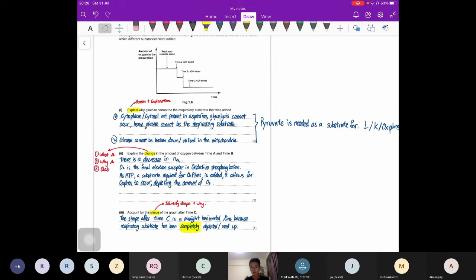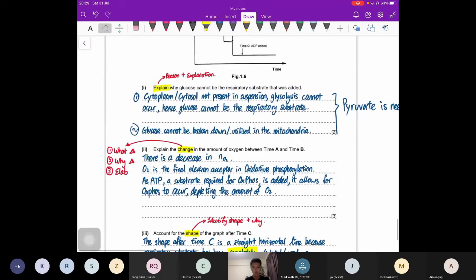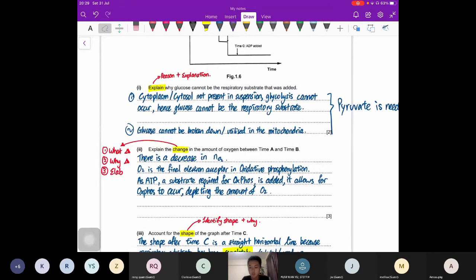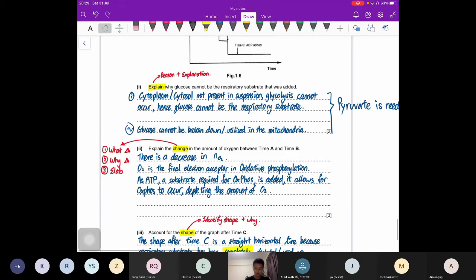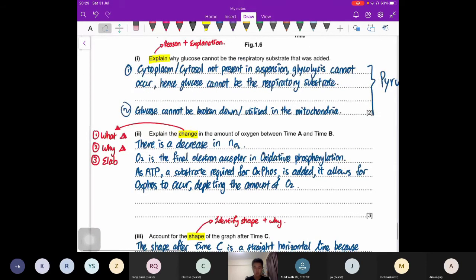Okay, I'm assuming there will be questions. Are there any questions? This is quite a tricky question because no one would have thought that that was the answer. If there are questions, just type them in the chat. Okay, no one's typing. Part 2, explain the change. So when we talk about change and we talk about explain, first state what is the change. Second, explain why there's a change. Third, you elaborate why the change occurred.